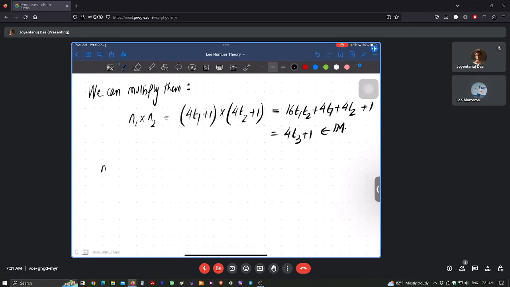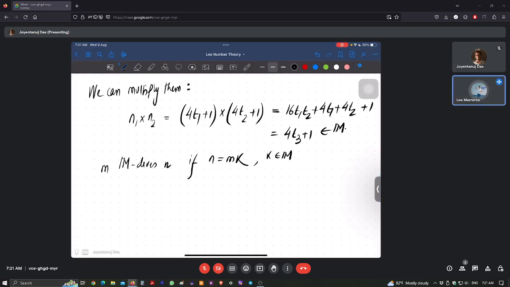Next they are defining: we say that m divides n if n equals m times k, where this k belongs to this set M, okay? And same thing, n is an M prime if its only M divisors are 1 and itself.